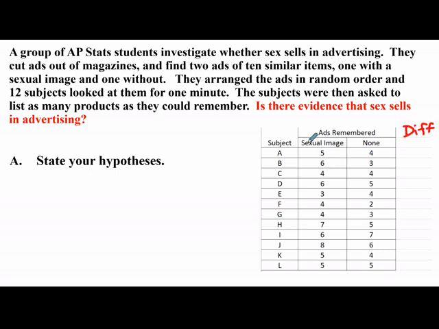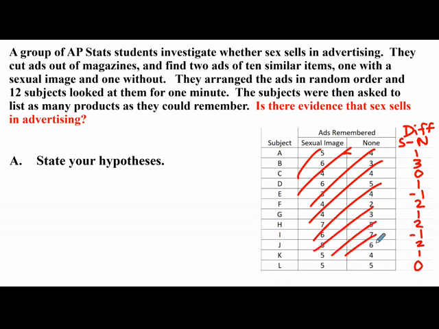So in other words, we're going to take the number remembered that had a sexual image and subtract out the number that did not. So if I go 5 minus 4, that would be 1. So that'd be 1 more. That would be 3 more, 0 more, and so on down the list. So you can just go ahead and write in all the numbers. That's -1, +2, and so on. So I'm going to go ahead and do that here. It'd be a 2, a 1, and a 0. So we're going to end up using those differences here in our matched pairs t-test.